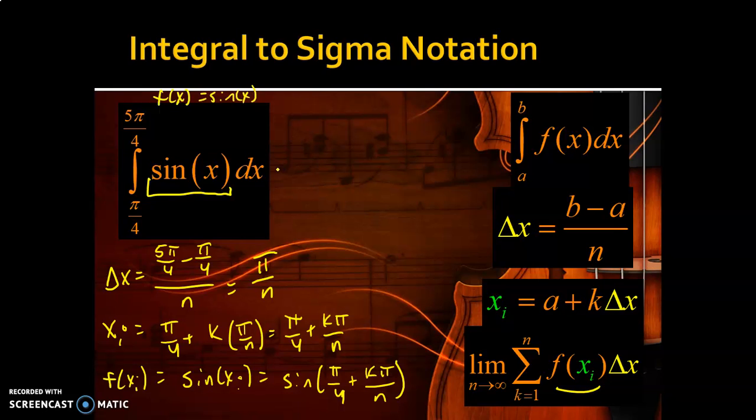All right, so now I just need to plug things into my sigma notation formula. We've got the limit as n approaches infinity, going from k equals 1 to n. f of x sub i was sine of pi over 4 plus k pi over n times, and then delta x was pi over n.